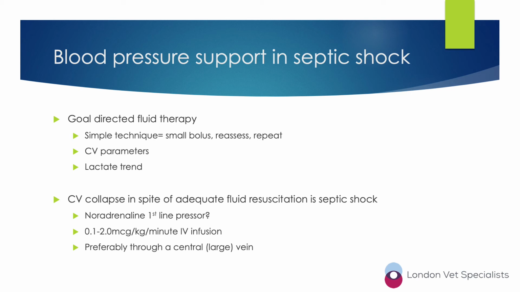So the cardiovascular collapse, in spite of adequate fluid resuscitation, is the septic shock. In human medicine, noradrenaline is thought to be the best pressor to use, and the dose range is very wide, 0.1 to 2 micrograms per kilo per minute. It's preferably given through a large vein, as perivascular administration can cause vasoconstriction and therefore reduced oxygen delivery to that tissue.